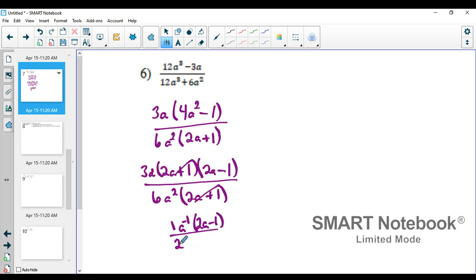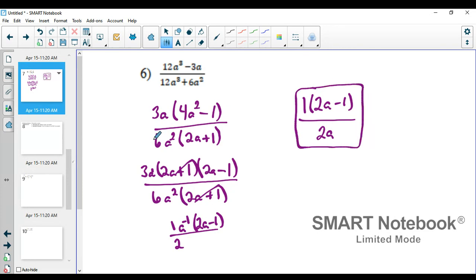So right now that is our answer, but remember, we can't have a negative exponent in our answer. So the negative exponent flips things in their position in the fraction. So since this negative 1 is in the numerator, it's going to flip down to the denominator. So our final answer is 1 times 2a minus 1 over 2a. And really, we don't have to write this 1 coefficient here, but if you want to leave it there, you can. And that is our final answer.